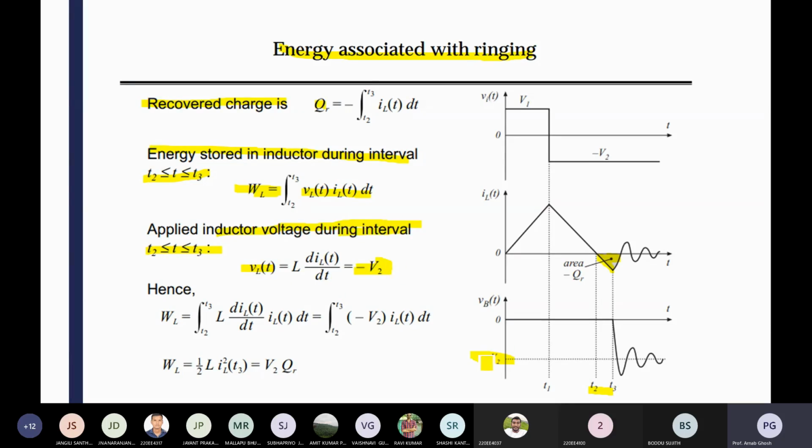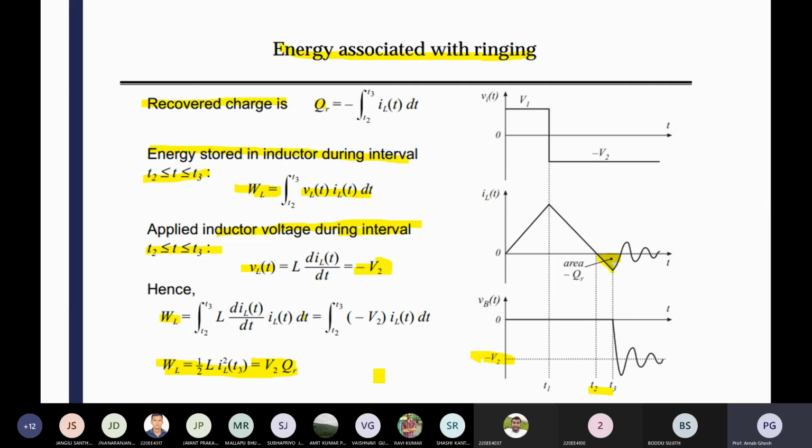Hence WL equals the integral from T2 to T3 of L dIL/dt times IL dt. You can replace those values, and finally you will get the expression W equals half L I squared at T3. You can directly put this value as V2 into QR, which is voltage into charge, because I equals Q by T. Finally you will get that type of expression. So if you have to calculate any kind of loss, you can go that way.